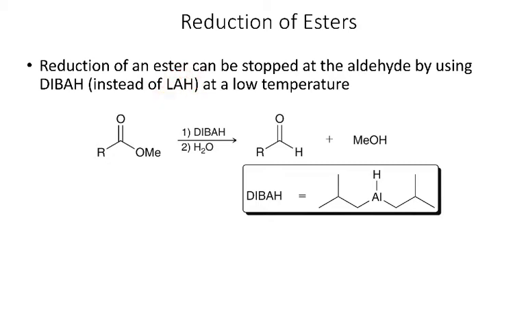An alternate reducing agent, so the book writes it as DIBAH. I've also seen it written as DIBALH, and sometimes I've seen people pronounce this "dibal." This is short for diisobutyl aluminum hydride. It's a less powerful reducing agent, and so we can actually stop the reduction of the ester at the aldehyde. So it's a useful alternative to lithium aluminum hydride if our goal is to make the aldehyde as opposed to the primary alcohol.